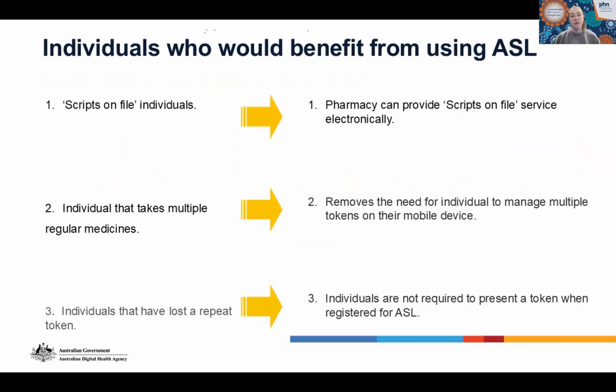So, who benefits the most from using the ASL? Patients who have scripts on file. Now the pharmacy can provide a scripts on file service, but electronically. Individuals who take regular medications benefit, as it removes the need to manage multiple tokens on their mobile devices, multiple SMSs, multiple paper scripts. And individuals that have lost a repeat token, if they are registered for the ASL, are not required to produce the token at the pharmacy that they have given consent to. So it does remove a barrier there.